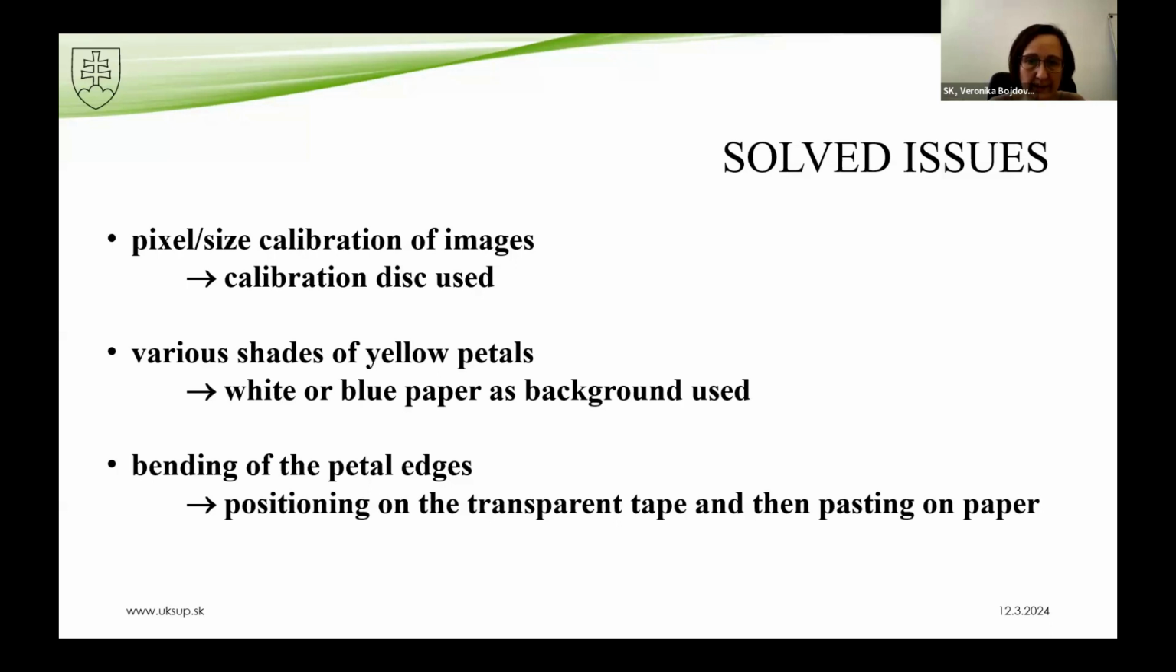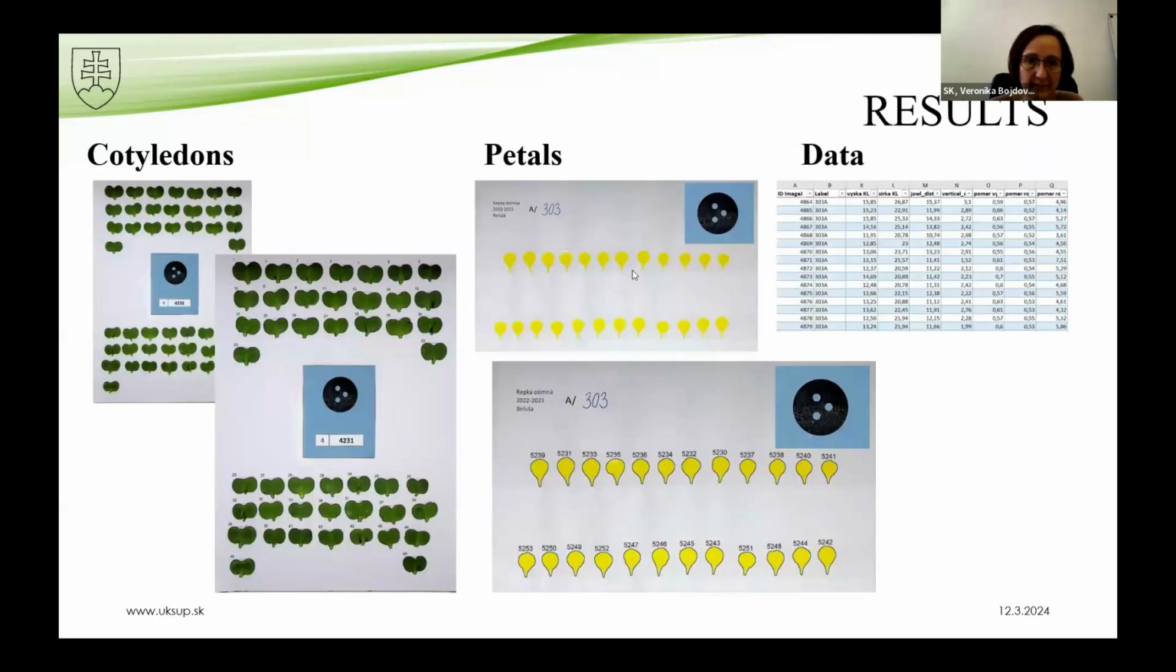Another issue is the many shades of yellow color of the petals. So the lightest colored petals had a very low contrast to the white background paper. The solution was quite simple. We should use some complementary color, that means a blue background paper sheet, to get high contrast scanned images of petals. Next slide, please.